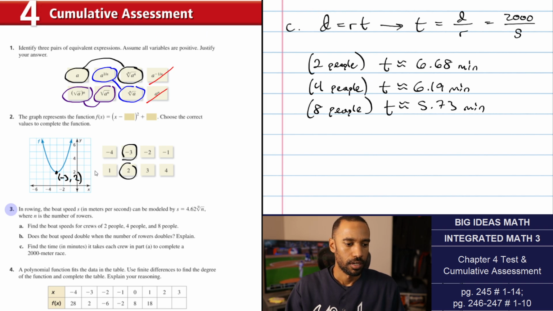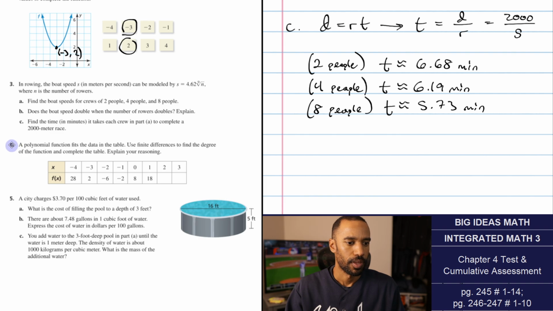So, that's it. Number 4. A polynomial function fits the data in the table.